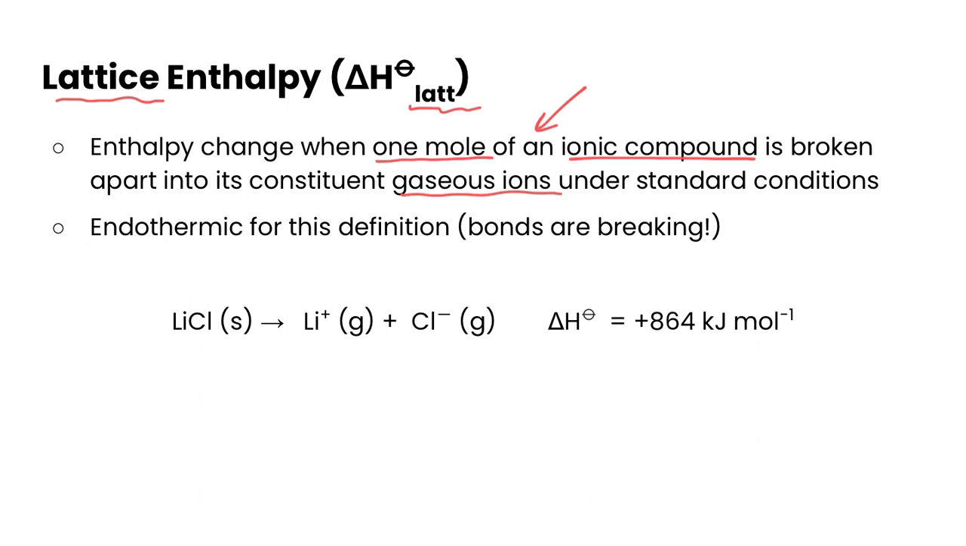Now, in terms of this definition, if we're going from ionic compound to gaseous ions, it's always endothermic because we are breaking forces of attraction. In this case, we're breaking the ionic bond, which is really just an electrostatic attraction. So something like lithium chloride in the solid state, breaking it down into its ions, lithium ions and chloride ions in the gaseous state, would have a positive lattice enthalpy of plus 864 kilojoules per mole.